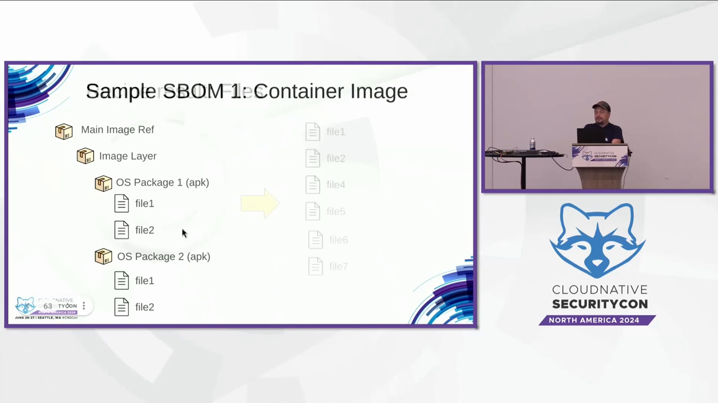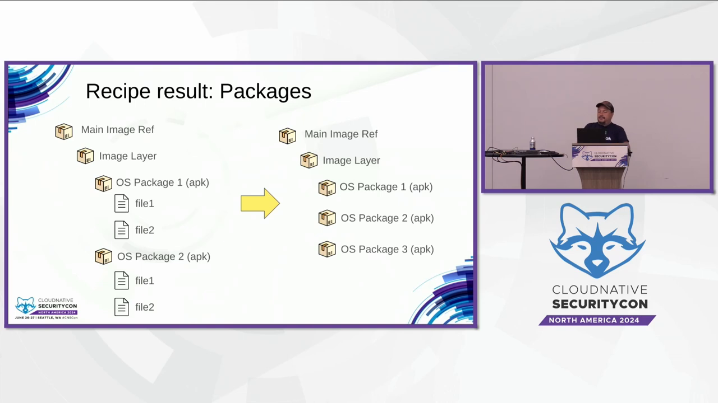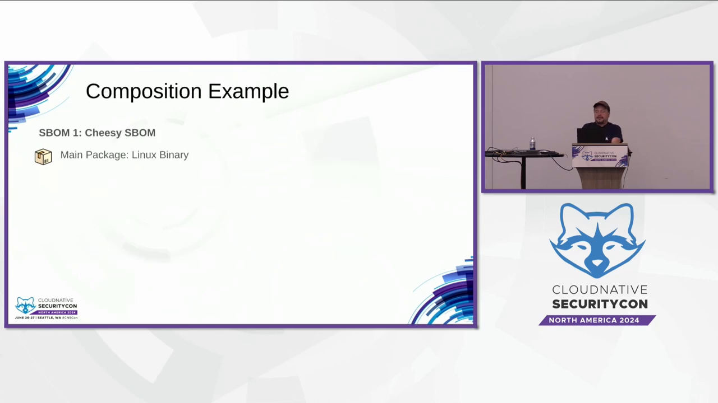So in the first example, when I run it, I transform the SBOM on the left to a much simpler version, which only included the files in a flat list. And in the second example, I removed all of the files and got the structure on the right, which keeps the same structure without the file information. So those are the most basic examples of what you can do. Now, let me walk you through a more complex example, which is composing two SBOMs.